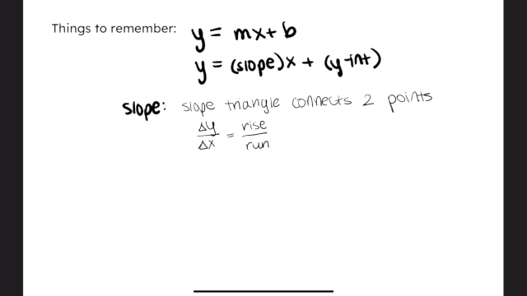Oftentimes you'll hear us talk about rise divided by run. Those are more like Englishy terms that you can use instead of thinking about this fancy delta y over delta x. It just means how much we rise or go up or down. And then run, like if you're going for a run, you're usually traveling horizontally. So how much do we go up divided by how much did we go over? And then that second piece that we were looking at was the y-intercept. And remember, the y-intercept is where the line crosses the y-axis.